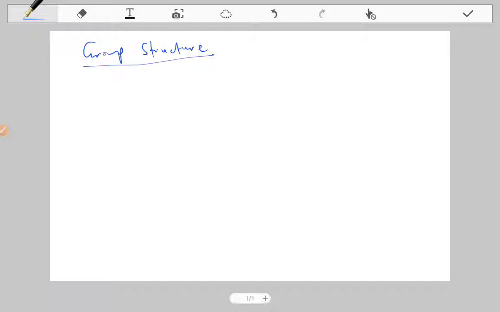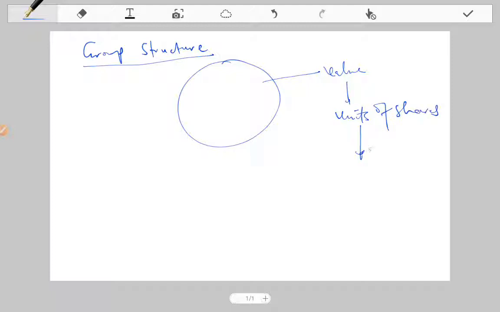When you talk about structure, we are looking at something that has its own entirety. Let's take this as a company. The company is valued based on what we call units of shares. For this class, we'll consider the units of shares in 2 instances: we have the ordinary share, and we have the preference share.